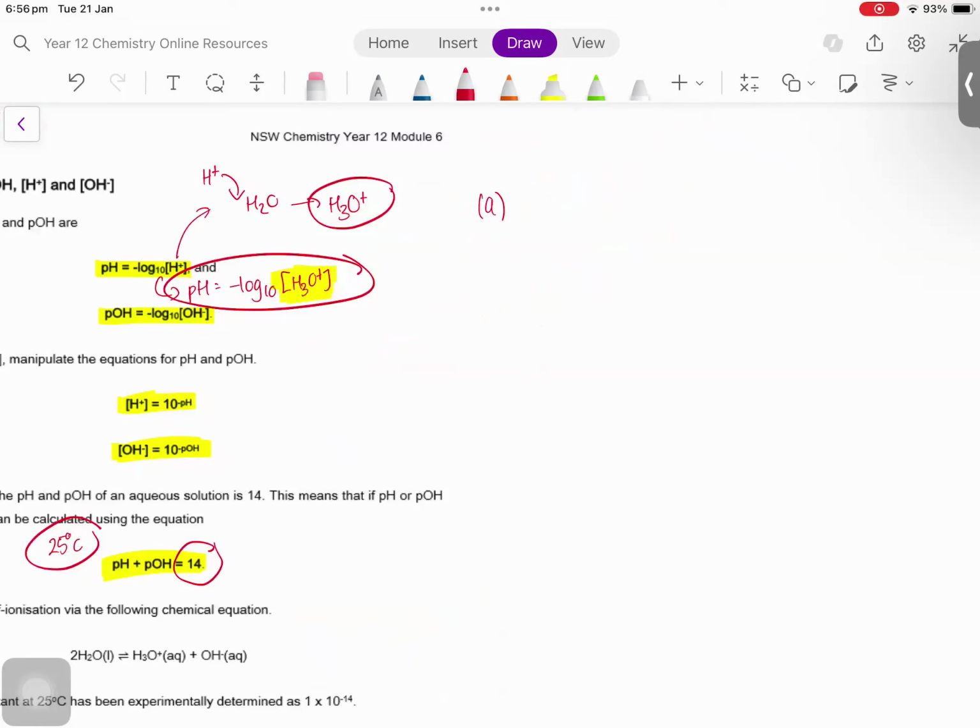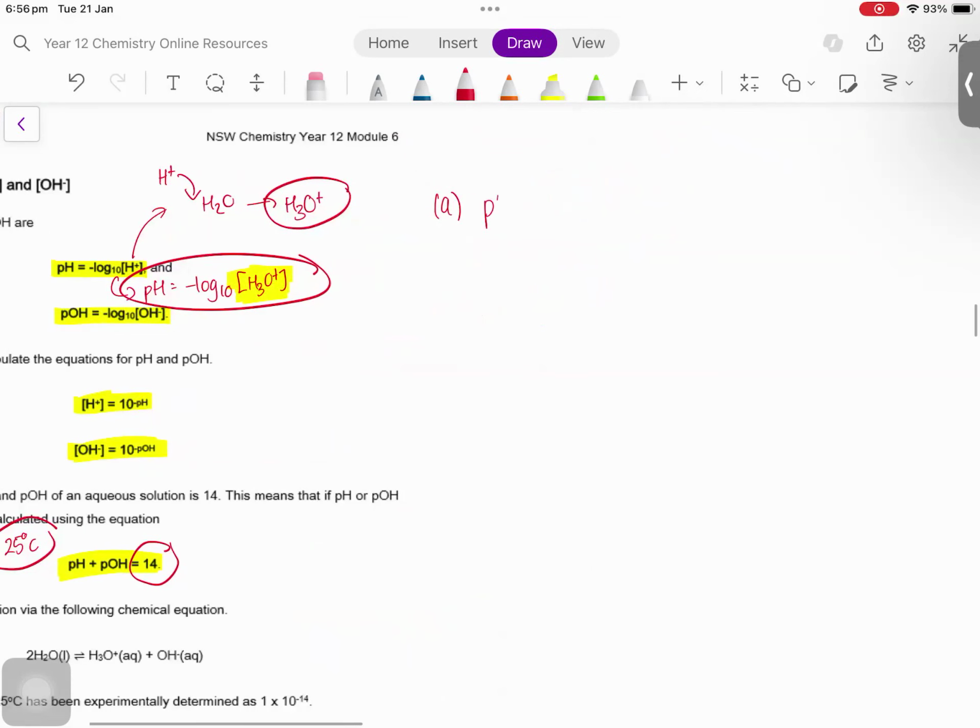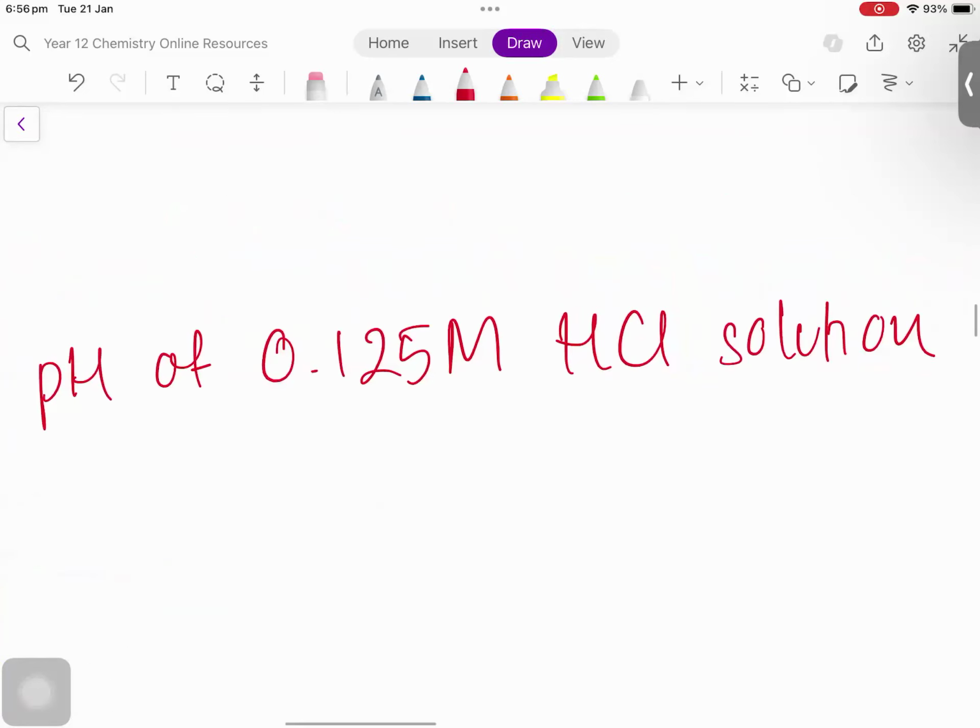Let's say we're gonna do our own questions. I'm gonna leave the ones in the homework book for you guys to handle. Let's say I asked you for the pH of a 0.125 molar HCl solution. Now, if you're pretty good at what you do, you're going to see pretty quickly that HCl has one hydrogen in it. So if it's 0.125 HCl, it's also 0.125 H plus. Okay, so this is the most straightforward question.